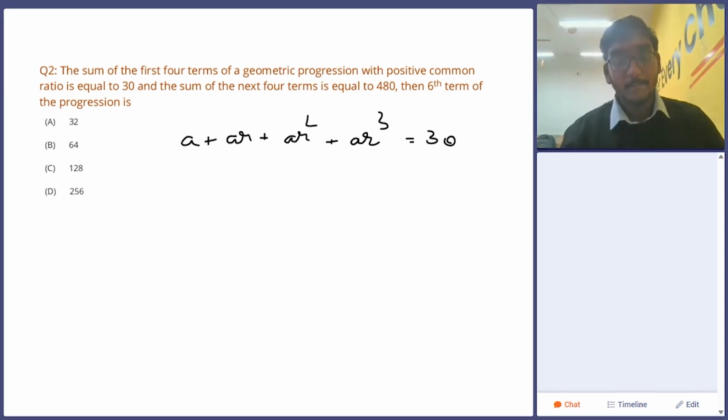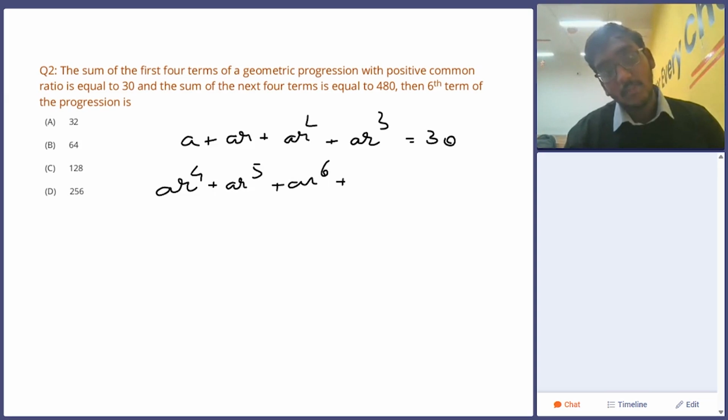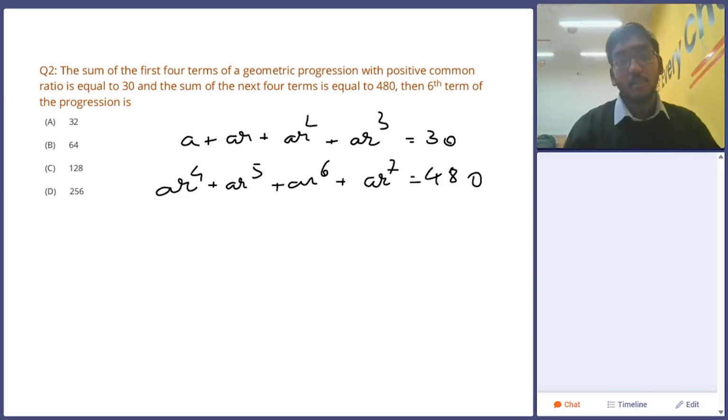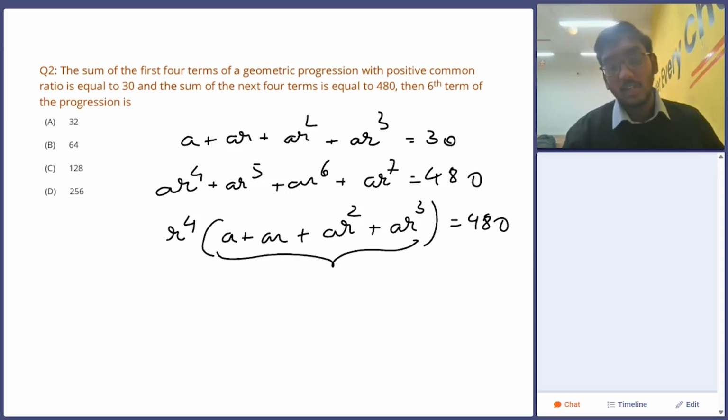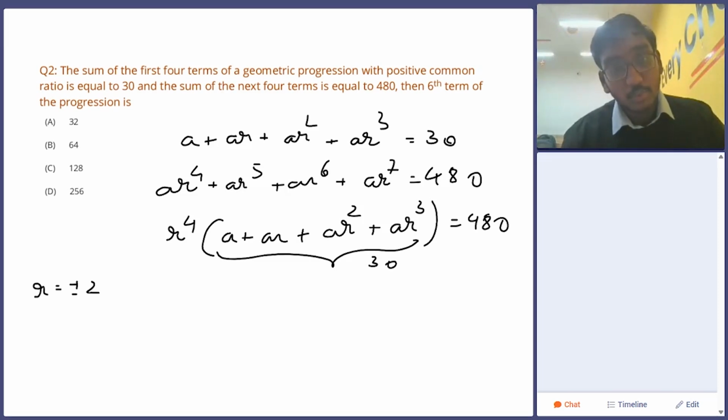Likewise, ar power 4 plus ar power 5 plus ar power 6 plus ar power 7 will be 480. From the second expression, if I pull out r power 4, r power 4 times (a plus ar plus ar square plus ar cubed) will be equal to 480. And this is already known to be 30. So r power 4 will be 480 upon 30, that is 16. So r will be plus or minus 2, but we will not consider negative 2 as the common ratio. Why? Because in the question it's given that the geometric progression has a positive common ratio.